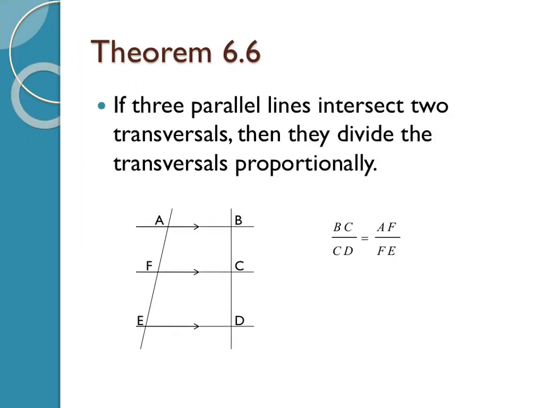Okay, so now we're going to use that same thing here, but using shapes that aren't triangles. If three parallel lines intersect two transversals, so here we go, three parallel lines, 1, 2, 3, intersecting two transversals.